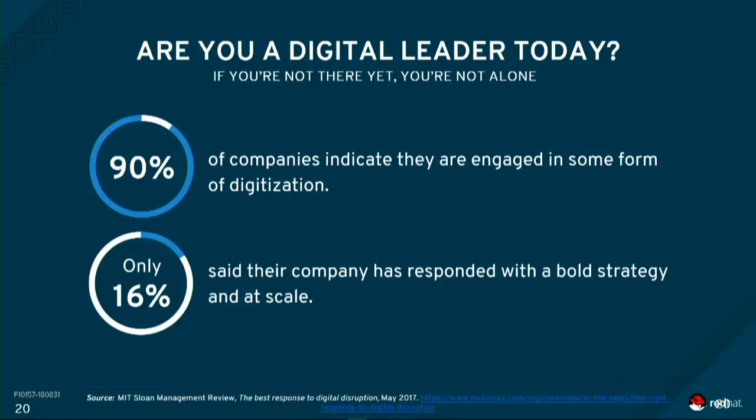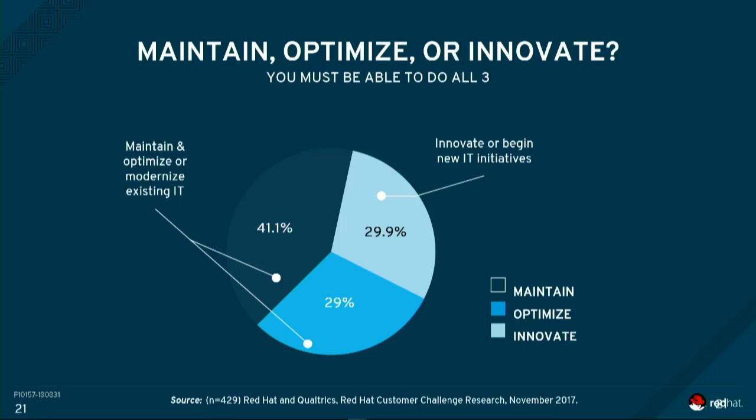Now, that raises the question, are you a digital transformation leader? You're not alone. 90% of the enterprises surveyed by MIT Sloan said, yes, we are engaged in digital transformation. 16% said, yeah, we're actually doing it really hardcore, right? Everybody else kind of had a toe in the pool. So you're not alone. If you feel like you're behind, that's okay, because really everybody is, except for a few leaders. You have to be able to maintain, optimize, and innovate, right?